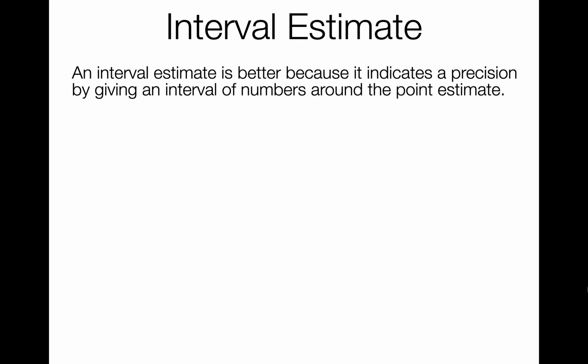Generally, an interval estimate is better because it indicates some type of precision by giving an interval of numbers around a point estimate. Point estimates are okay, but it's very likely that you'll be off. So if I asked you what the average winning time of a half marathon is, and you said 2 hours, well, actually that's too slow. Probably like an hour and a half.